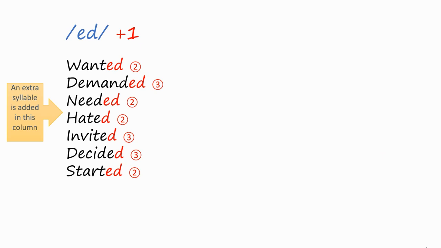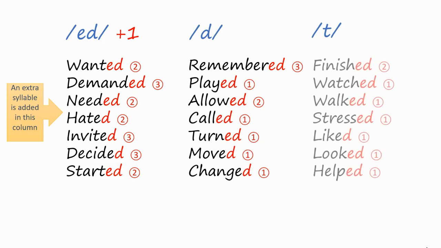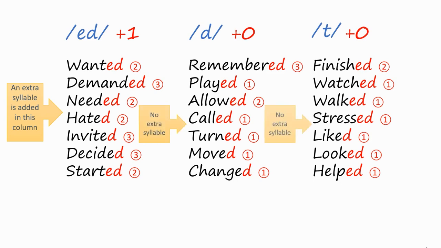Now let's take a look at the other two categories, and let's see what happens when we put them into the participle form. Look at the number of syllables in each verb in the d and t categories. Did you add an extra syllable? If you did, then this is not correct. The verbs in these categories do not get an extra syllable when we add the ed.